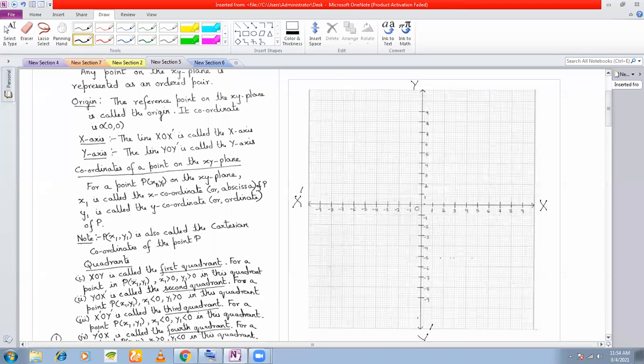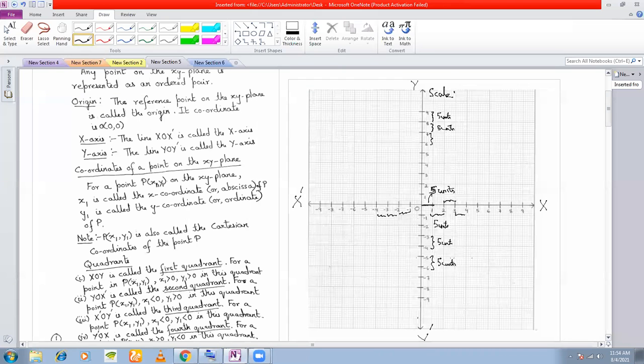Now see, how many squares are there between 0 and 1? There are 5 squares, right? So we say this is 5 units. Again here we have 5 units, and here also 5 units. Similarly in the y-axis, you have taken 5 units. All these are 5 units. So we can write the scale also.